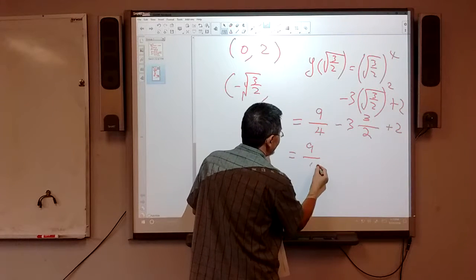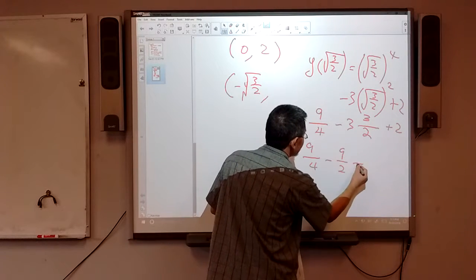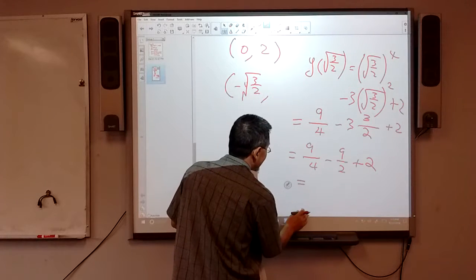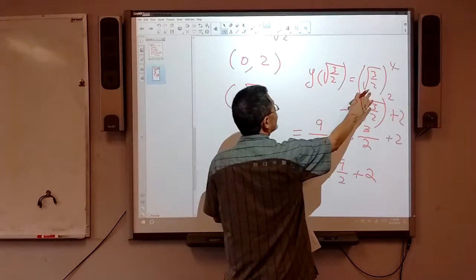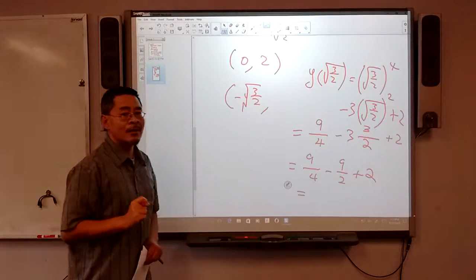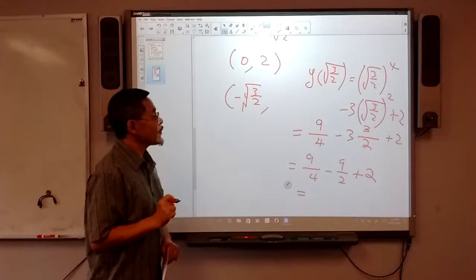Where's the 9 over 4 minus 9 over 2 plus 2? Where'd the 9/4 come from? It is from the fourth power. You squared it, and it's equal to the square root, but then you have to square it again. Right. Are we good on this one?